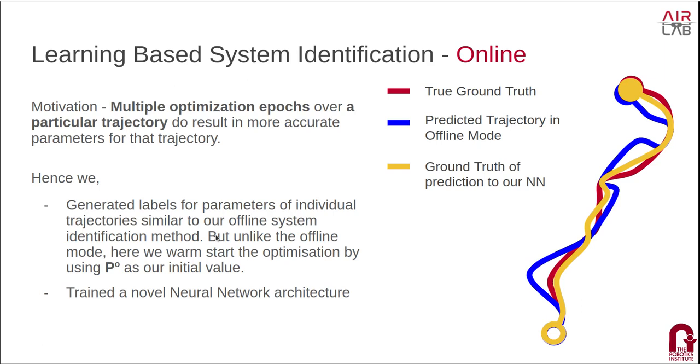After realizing these issues, we tried a motivational experiment by combining the online and offline variants, running multiple optimization epochs over a particular trajectory warm started by the offline parameters. It turns out that this approach does result in more accurate parameters for that particular trajectory. You can see a clear-cut difference between the yellow and the blue trajectories. This approach would also solve the issue of the time required to predict the parameters in real time, as a neural network can predict at a much faster rate than the traditional online approach. With this motivation, we propose a novel neural architecture to perform online system identification by using data generated through offline system identification on individual trajectories.